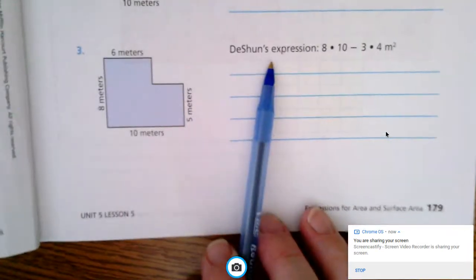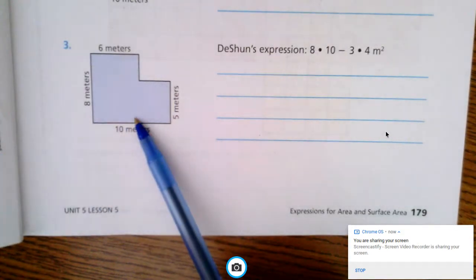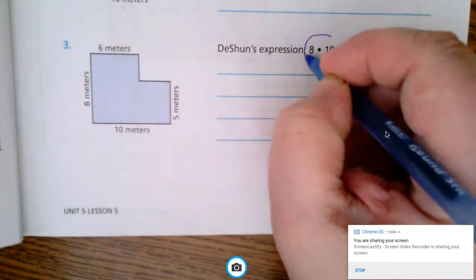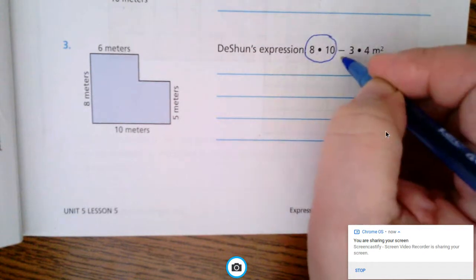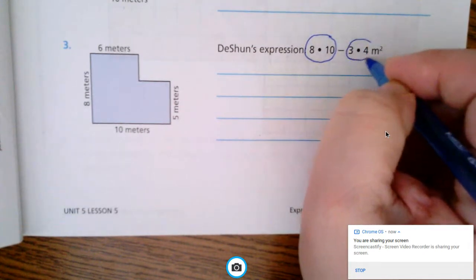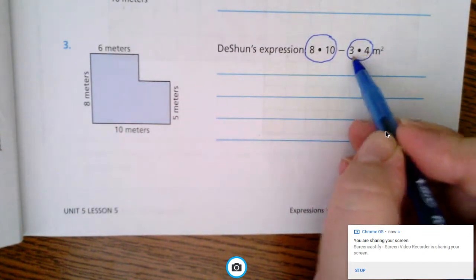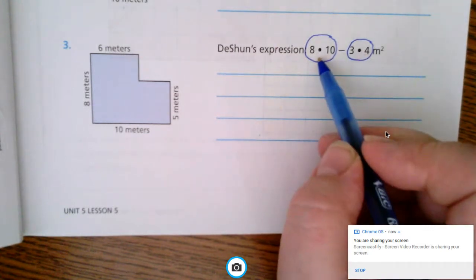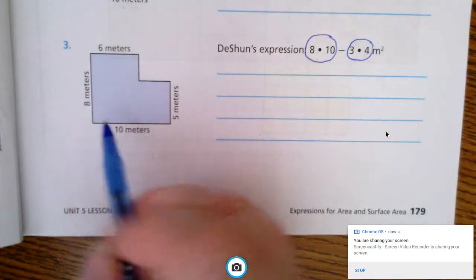Here's Deshawn's. So Deshawn had the same figure. This time we see subtraction. So again, we're going to analyze this. 8 times 10, and then take away the result of 3 times 4, or 12. So it's going to be 80 minus 12.